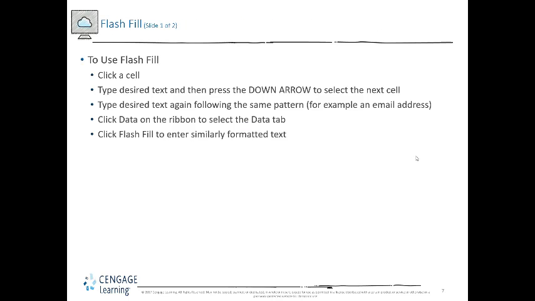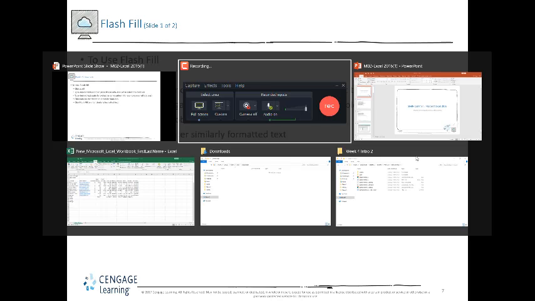So the first thing we're going to look at is how to use flash fill. Flash fill allows you to take the stuff you've typed in a few of the cells and then cascade it down to other cells that have similar setups, so you can quickly fill out your spreadsheet.